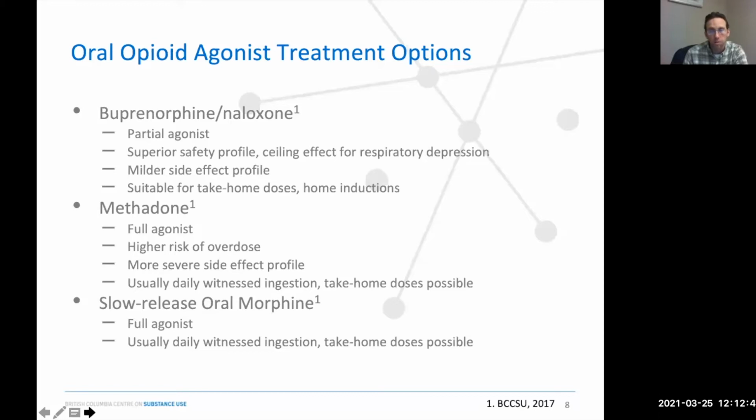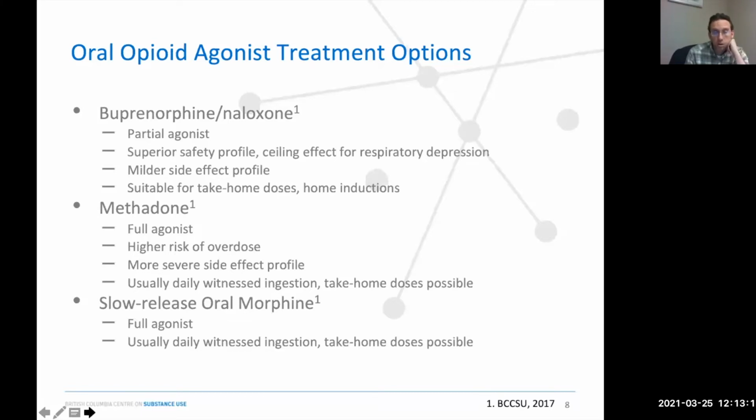So methadone, probably many people are a bit more familiar with if they've been in practice or prescribing opioid treatment for a long time. It's a full agonist, has much higher risk of overdose, more side effects for many people, and it's usually daily witnessed ingestion with take-home doses requiring not using and 12 weeks of negative urine drug screens. Slow-release oral morphine is the newest kid on the block. It's also a full agonist. It's basically just morphine that's released slowly over 24 hours. The brand name is Kadian.